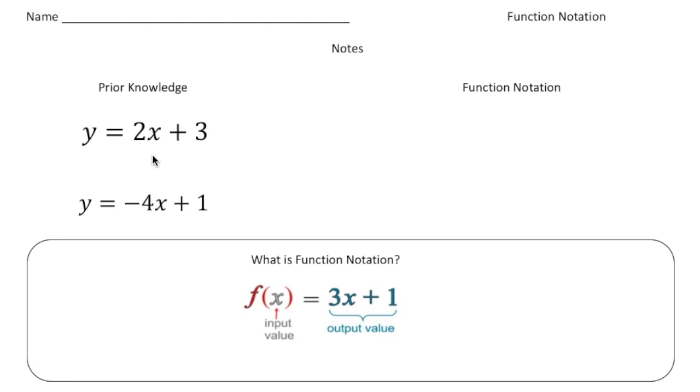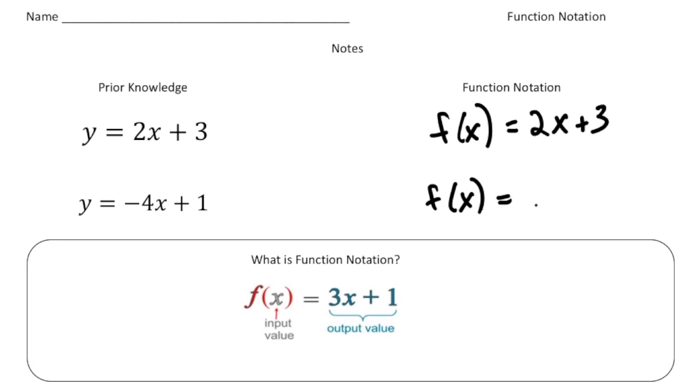So to write them in function notation, all we're going to do is write it as f of x equals 2x plus 3. And then this one here, y equals negative 4x plus 1, we're going to write as f of x equals negative 4x plus 1. Anytime you see f of x, this really just means y.